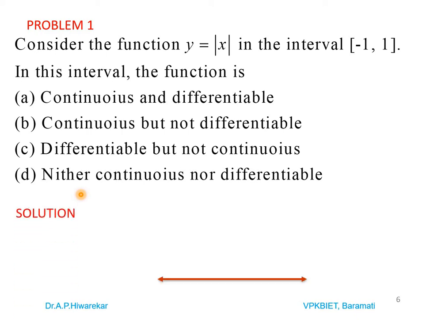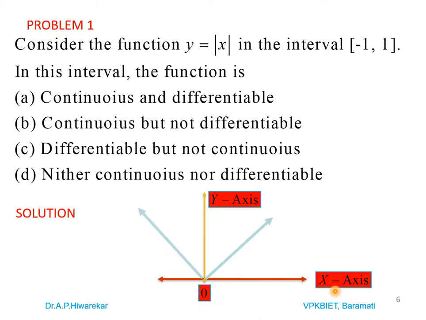First we look at the graph of the function y equal to mod x. This is a very standard example while drawing any graph. We draw the x-axis, we draw the y-axis, we have the origin, then the graph of y equal to mod x is this particular part. When x is greater than 0, it is this line. When x is less than 0, it is this line. So this entire part is the graph of the function y equal to mod x.